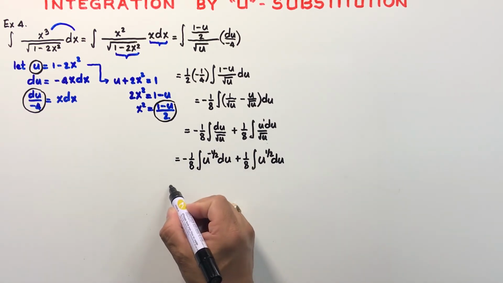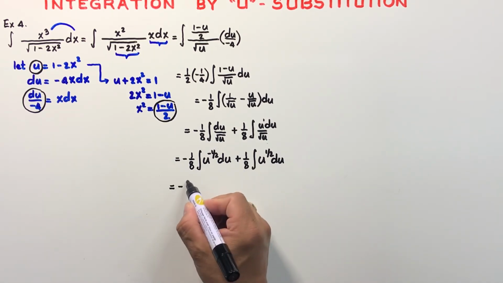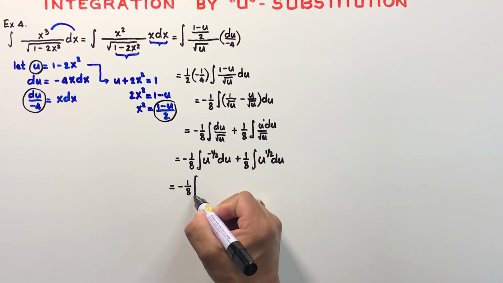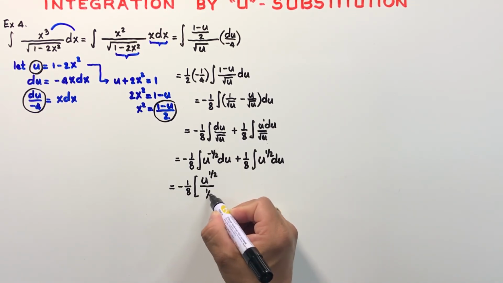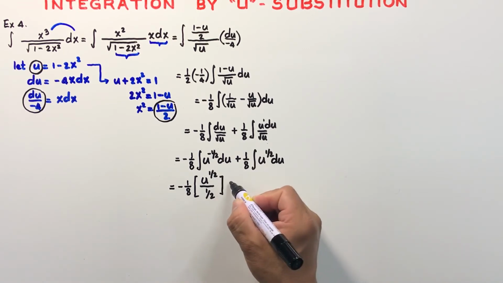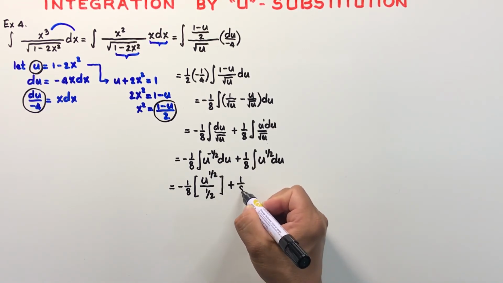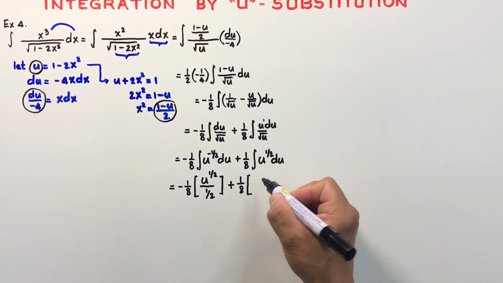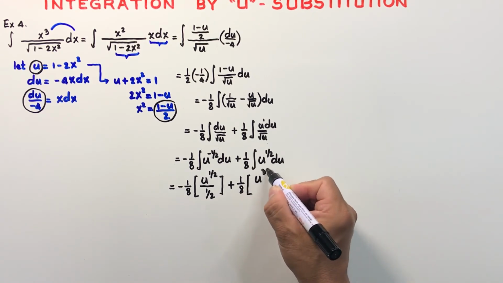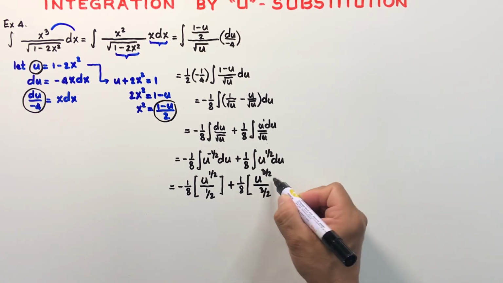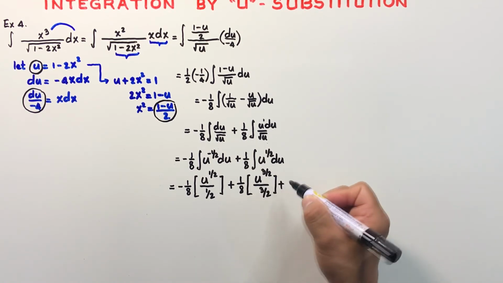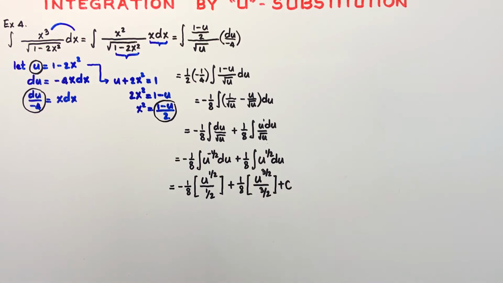So by the power rule, we have negative 1/8 times u to the power 1/2 over 1/2. And this will be added to 1/8 of the integral of u to the power 3/2 over 3/2. And this will be added to the constant of integration c.